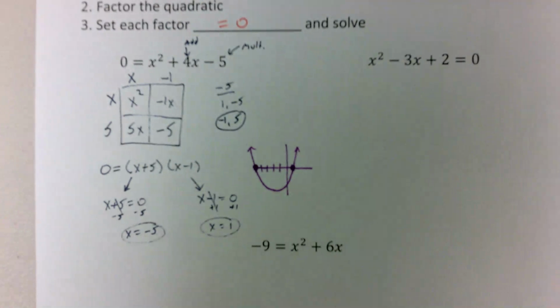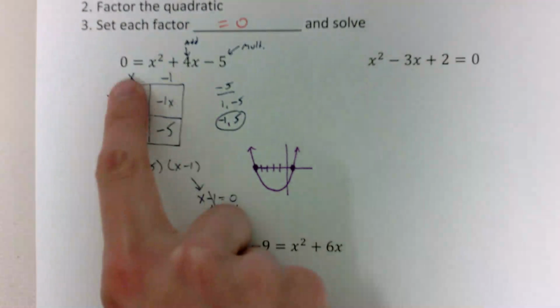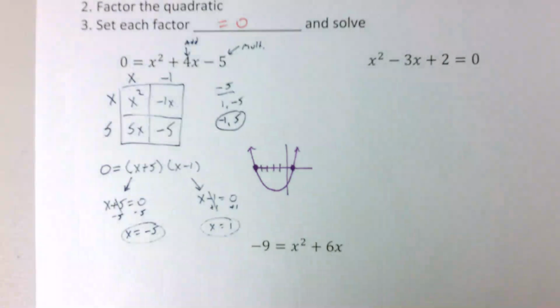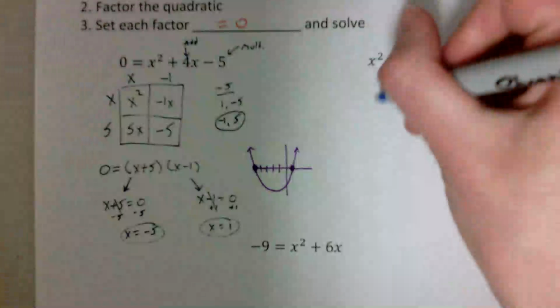So again, this one equals 0. This one that equals 0 is at the end. This time it was at the beginning. Doesn't make a difference at all. So it's already equal to 0, so we're all set with that. So we're going to factor.